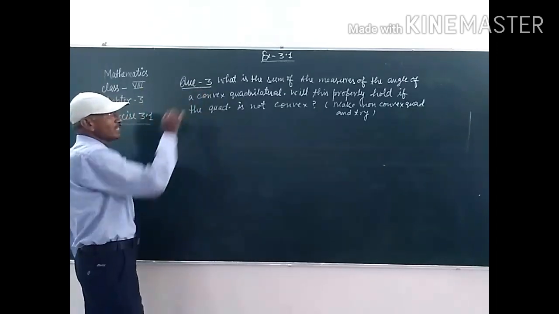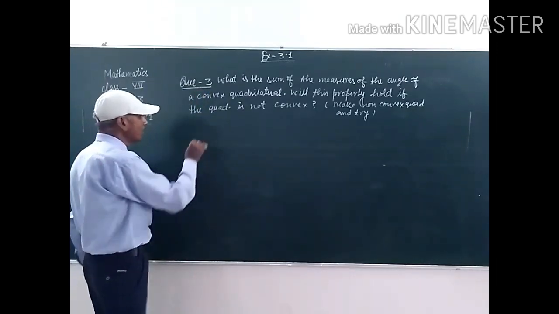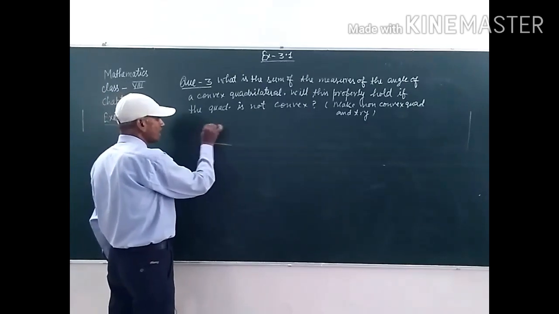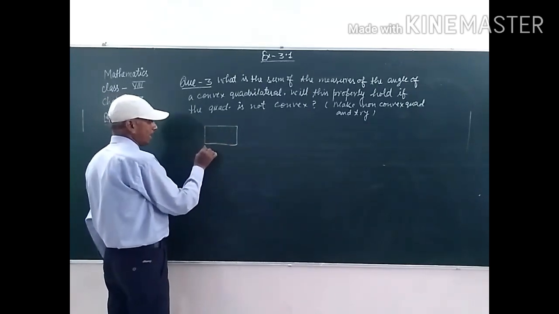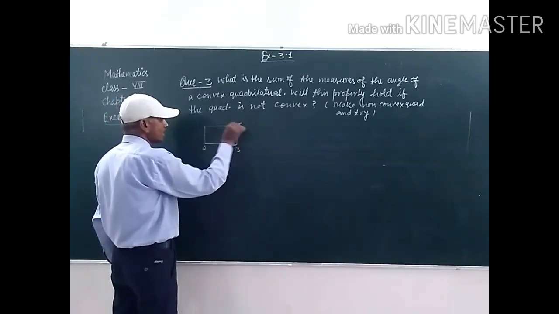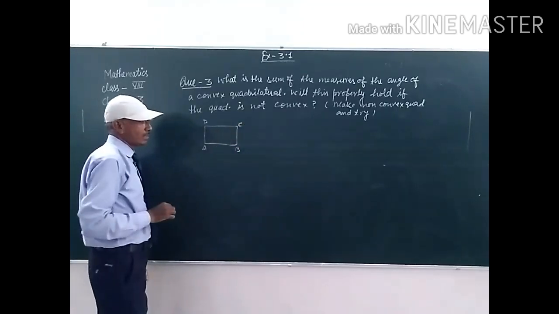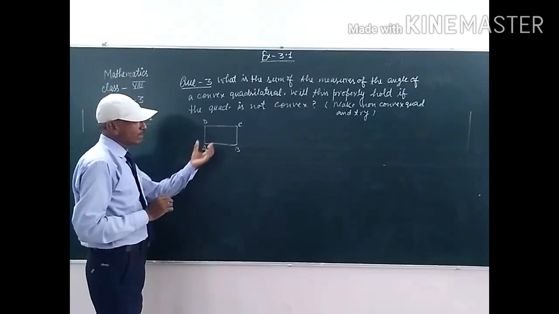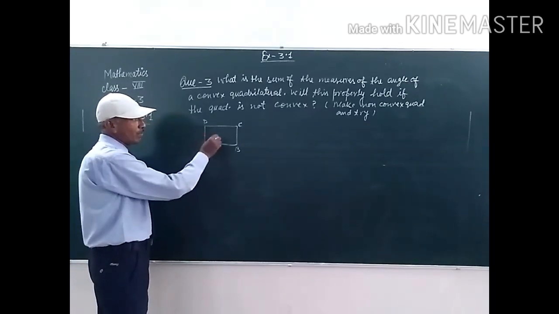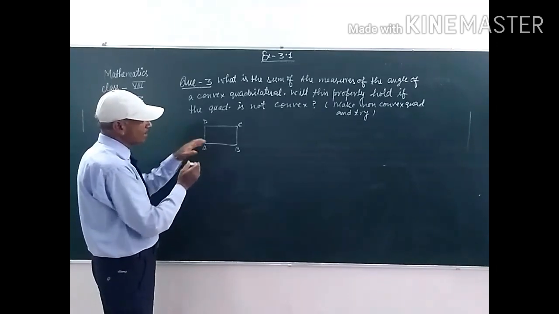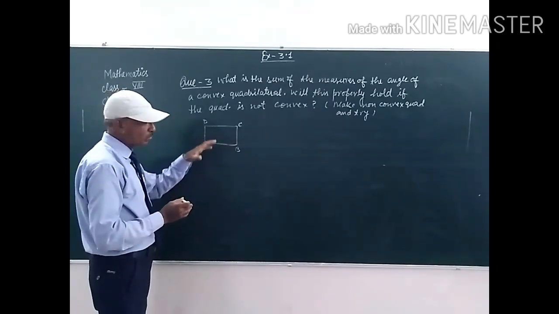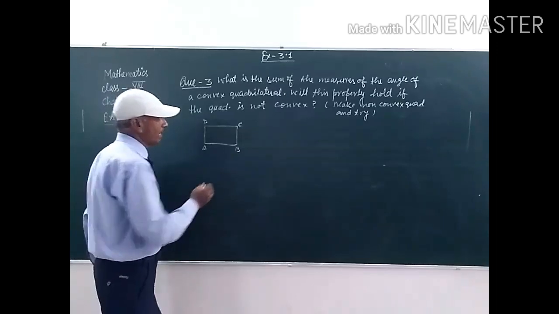So in the first part of this, student, this figure is a convex quadrilateral ABCD. Clear, student? This one is a convex quadrilateral. Now we have to find out the measures of the interior angles, the total sum of all interior angles.